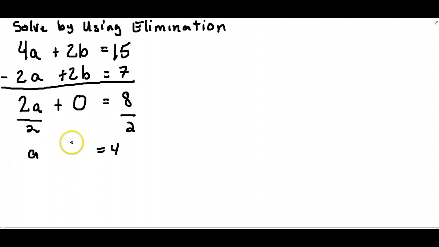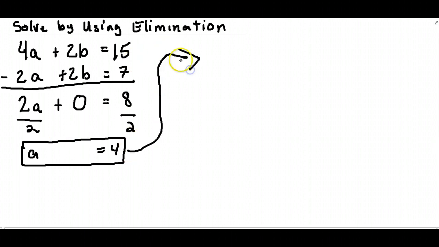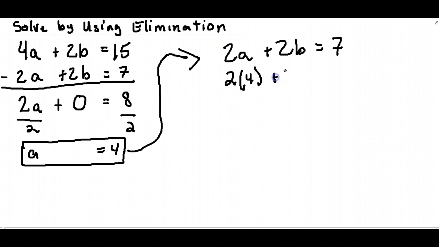Okay, so we now know that our a value is 4. Then we can put that 4 back into one of our equations. Either one will work, and that'll allow us to solve for b. So let's go ahead and see how that works. Let's do the first equation. Actually, we're going to do the second. We have 2a plus 2b equals 7. Now we're going to substitute this a value of 4 back into the equation. So we have 2 times 4 plus 2b equals 7.